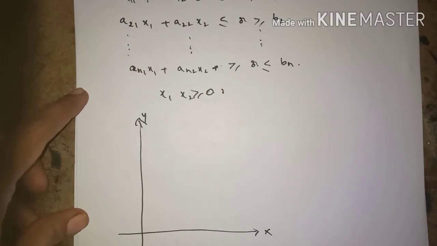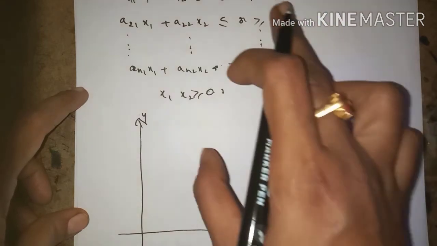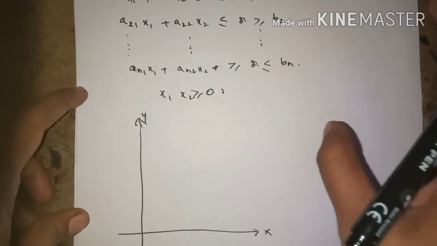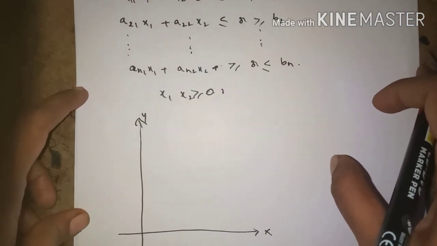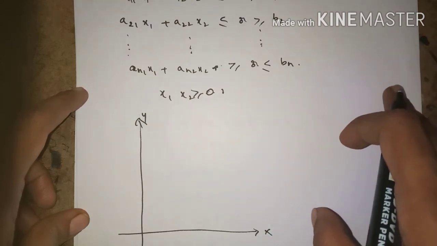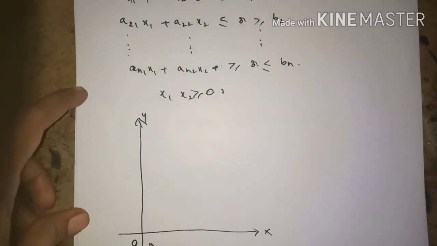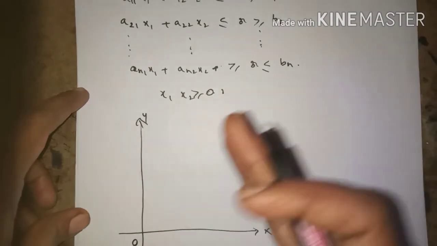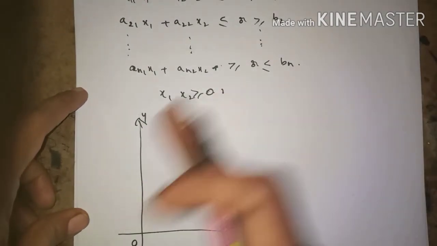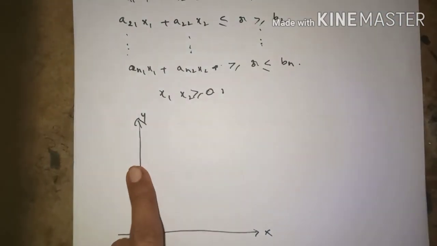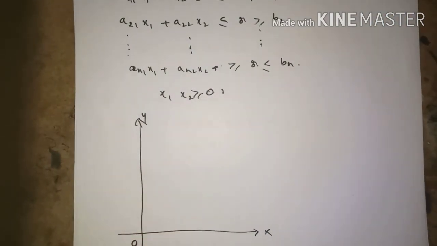Now if the constraint has a greater than or equal to symbol, we have to shade the region not containing the origin. You have to remember, the constraint may have less than or equal to or greater than or equal to. If the constraint has the greater than or equal to symbol, we shade the region not containing the origin, the region above the origin. If the symbol is less than or equal to, the shaded region contains the origin.